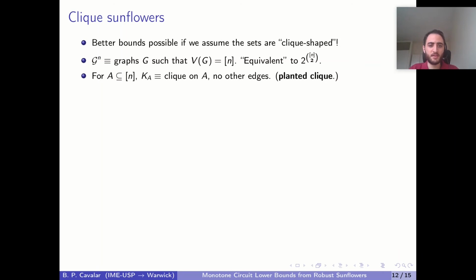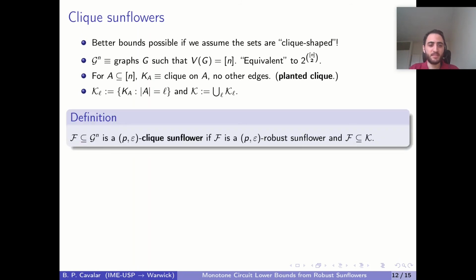And for every subset A of the vertices, we let K_A denote the graph on n vertices that has a clique on A and no other edges. We call this graph a planted clique. Let K_L denote all the planted cliques where the clique size is L, and K denote all the planted cliques. And we say that a family of graphs on n vertices is a p-epsilon clique sunflower if F is itself a p-epsilon robust sunflower, and all the graphs of the family are planted cliques.